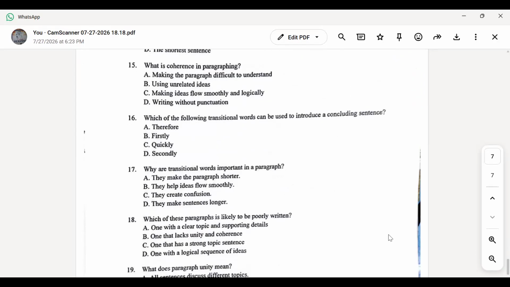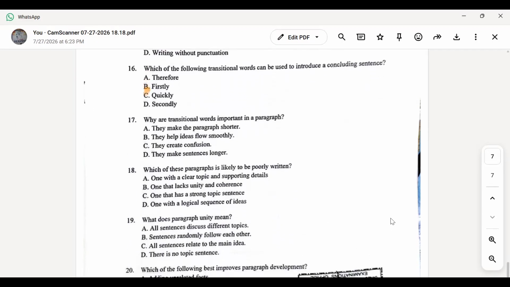Let's continue. Question 15. What is coherence in paragraphing? A, making the paragraph difficult to understand. B, using unrelated ideas. C, making ideas flow smoothly and logically. D, writing without punctuation. C.